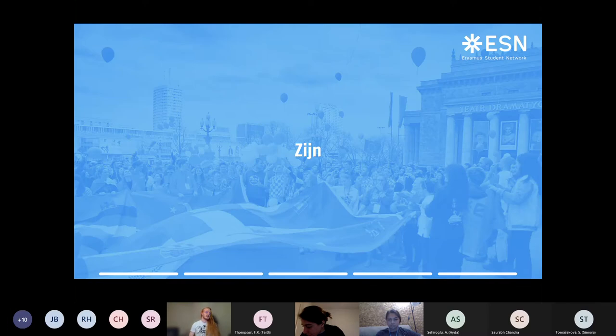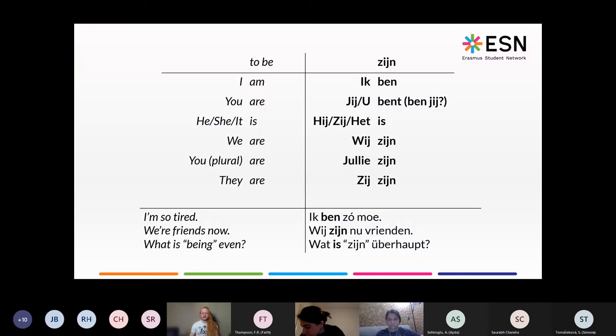Okay, then to be, also a very useful verb, of course. The other things are the same. Let's just go through them. Ik ben, jij / u bent, and then ben jij. Here you cannot say u is. That sounds very weird. You can only say u bent. And then the question becomes ben jij. Hij, zij, het, is. Nice and easy, same as in English. Although in English you can pronounce it more as a z, is. And in Dutch it's an s, is. And then wij, jullie, zij, zijn.